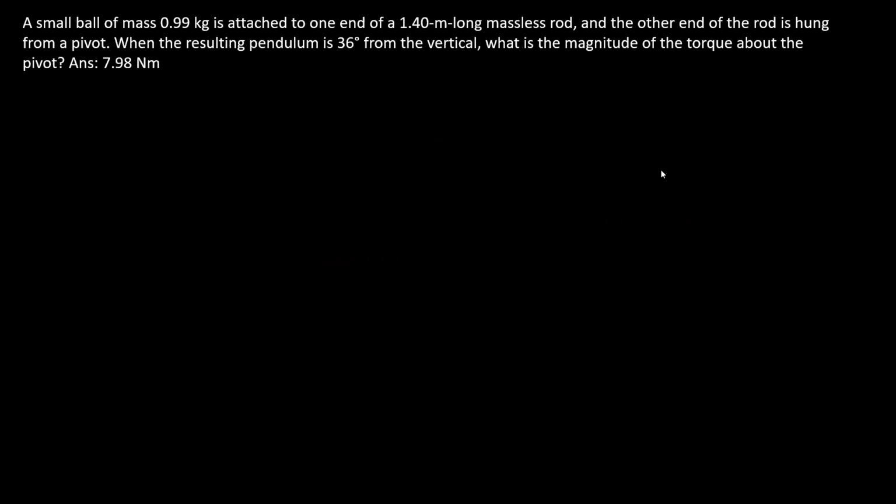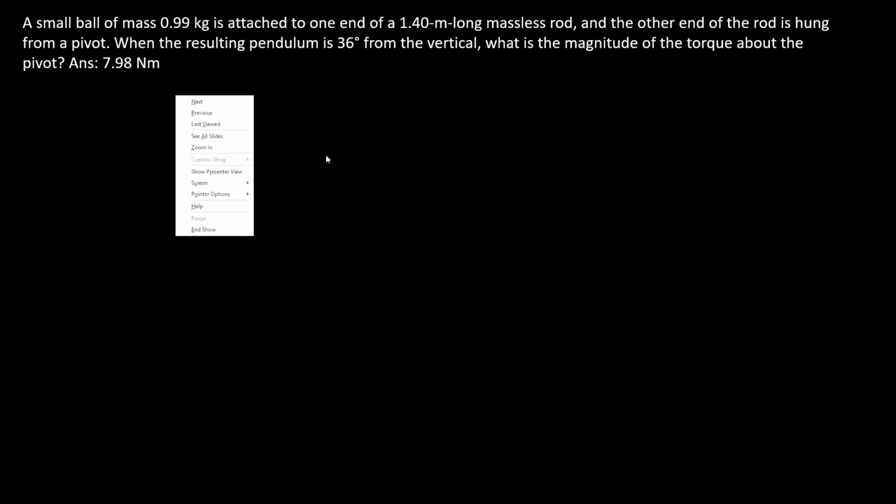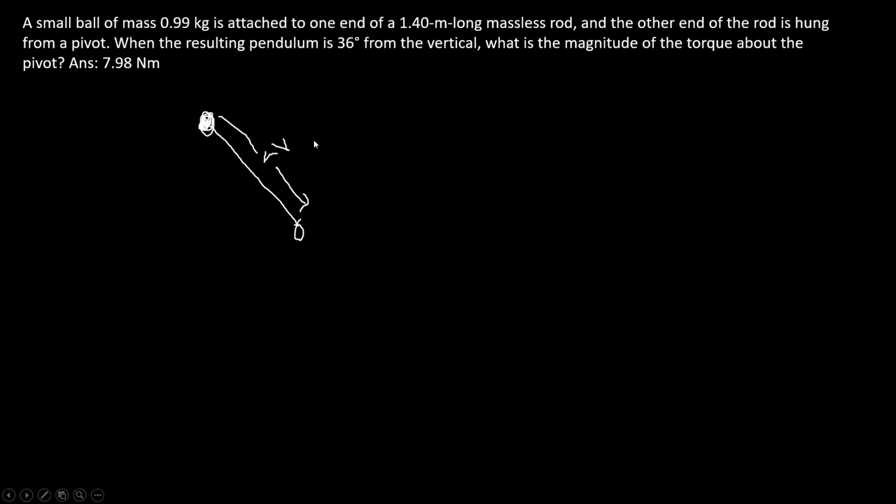A small ball of mass 0.89 kilograms is attached to one end of a 1.4 meter long massless rod. So that's our R, clearly. And the other end of the rod is hung from a pivot, so this has to be our axis of rotation. When the resulting pendulum is 36 degrees from the vertical.